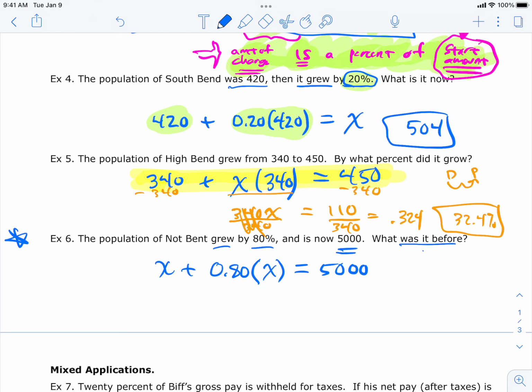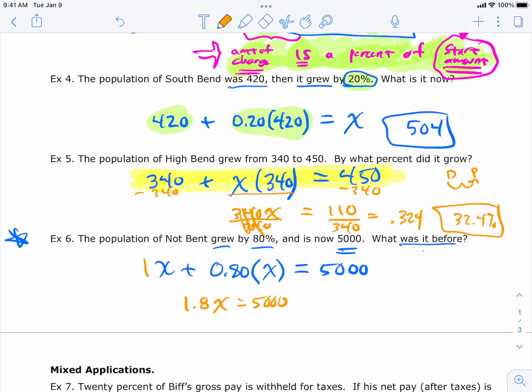So how do we solve this equation? First of all, think of this as a 1x plus a 0.8x. If you add 1 plus 0.8 together, you get 1.8x. It's kind of like you have $1 and then 80 cents, and you end up with $1.80. They're called like terms. They're both x terms, so just add them together. So 1x plus 0.8x is 1.8x, and that equals 5,000.